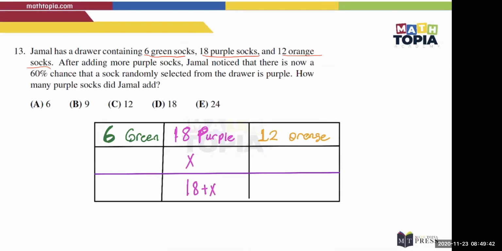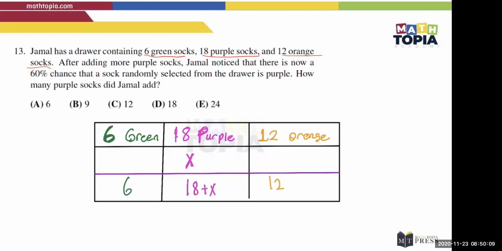So, Ava, let's put X amount of purple socks to the purple section, right? 18 plus X. Let's see. Do we still have 6 green? Yeah, he doesn't add any more green or orange socks. We have 6 green. Do we still have 12 orange?